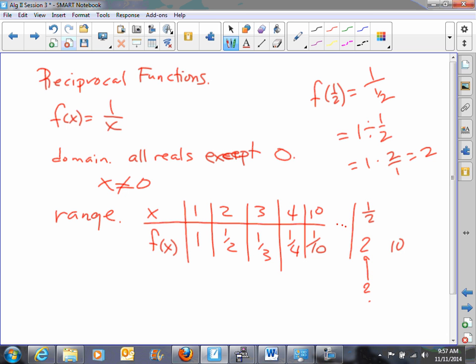So notice that the x value that would give you 10 would be 1/10. Now, if you wanted to get, say, 100, or even 1,000, if your x value is 1 over 1,000, then 1 over 1/1,000 would be 1,000. So we can get any positive number, no matter how large, by just putting its reciprocal in for the input value.